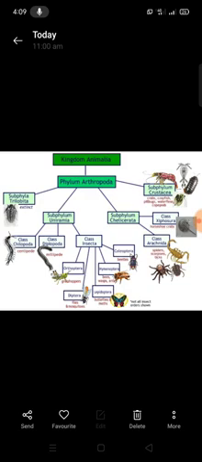And the body is divisible into a head and trunk. That is the Chilopoda.